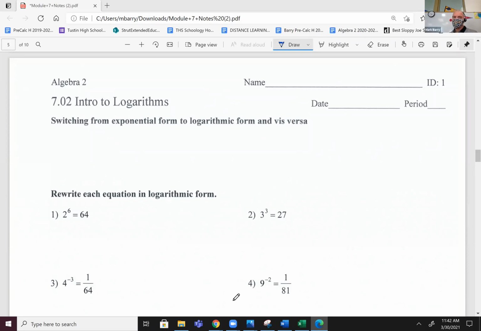Okay, let's go ahead and get started. Today we are going to learn this brand new thing that you guys have never heard of before. This thing is called logarithms. Okay, logarithms.